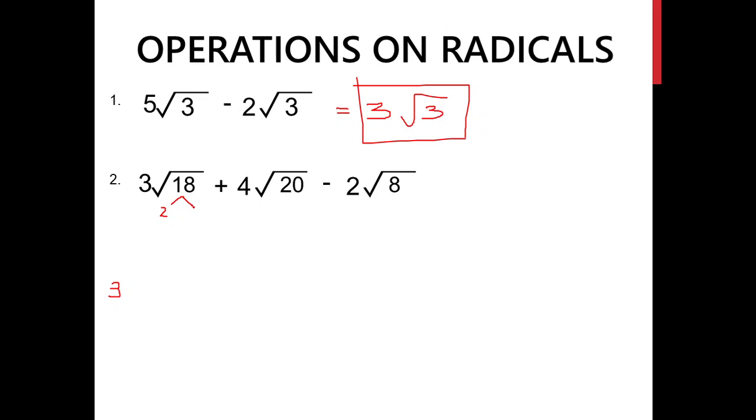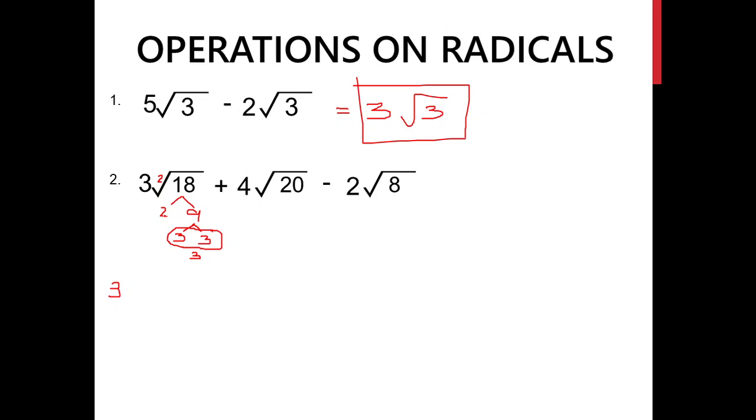18 divided by 2 is 9. Since 9 is an odd number, but 9 can be divided by 3, so let's go ahead and divide it by 3. 9 divided by 3 gives me 3. Now, our index here, since this is a square root, is 2, so we need two of the same number. Let's group them together. So the value of this one is 3.